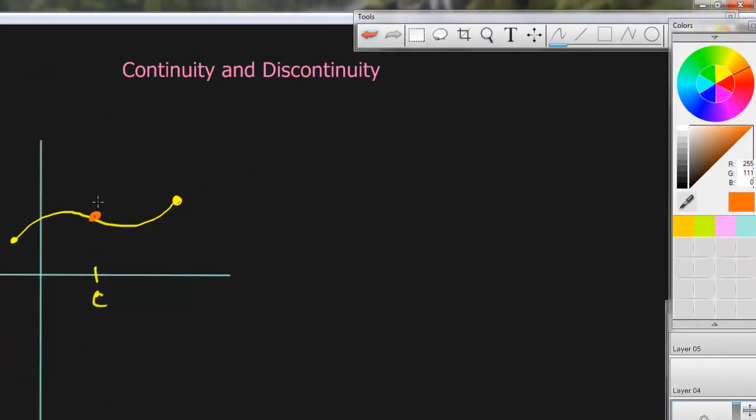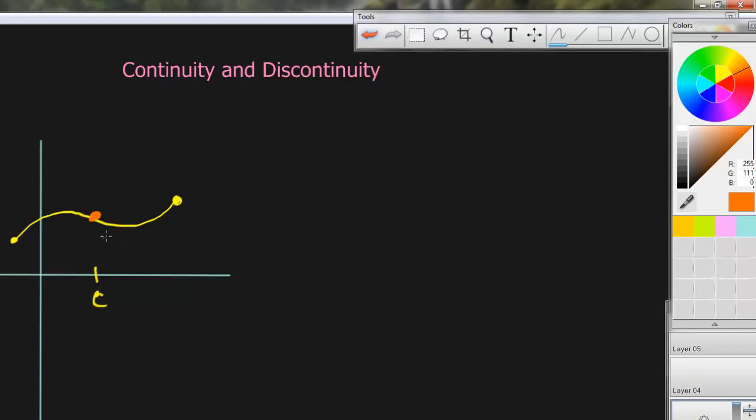Well, I ask you, at this interior point here, is this graph continuous? And of course it is. It is definitely continuous. There's no holes in it. There's no jumps in it. It just flows right on along there.